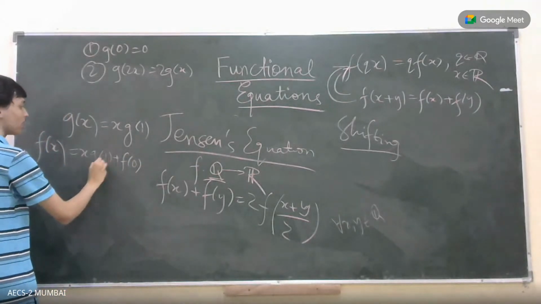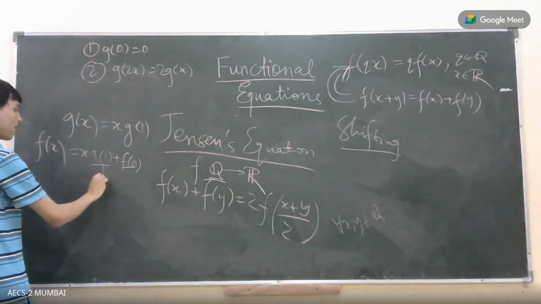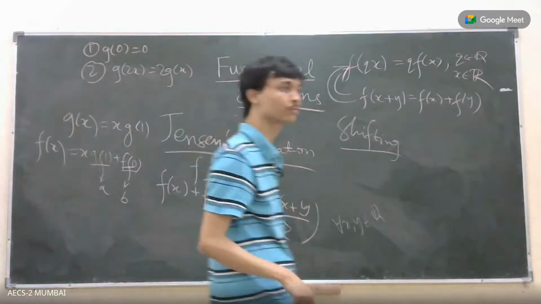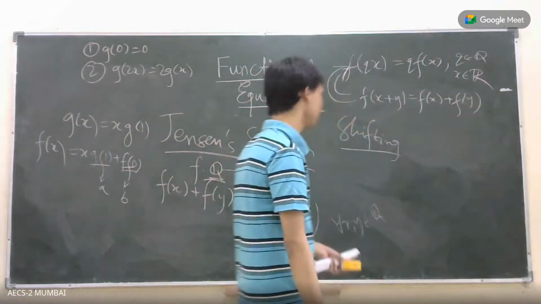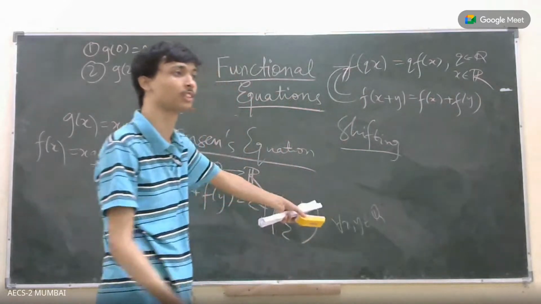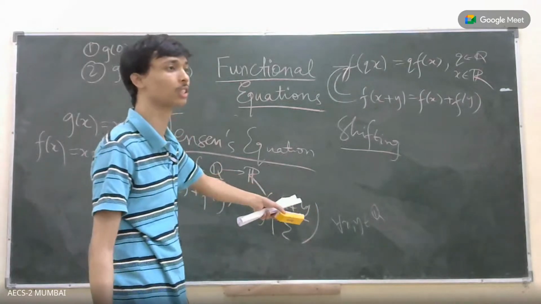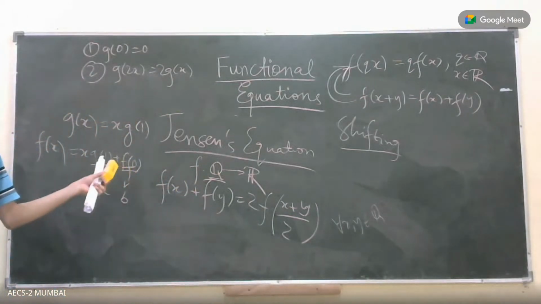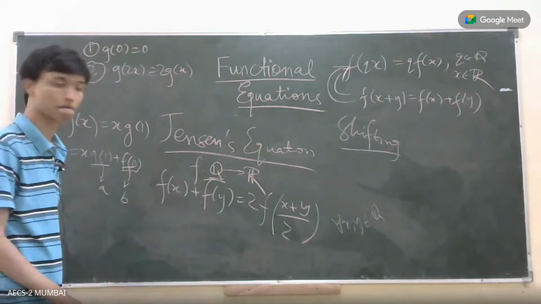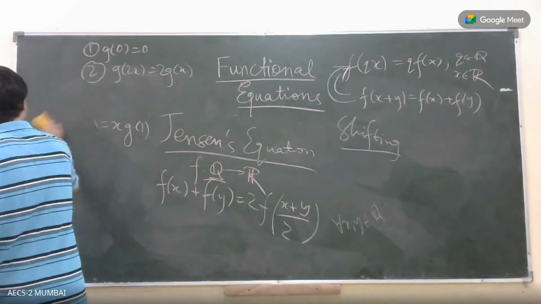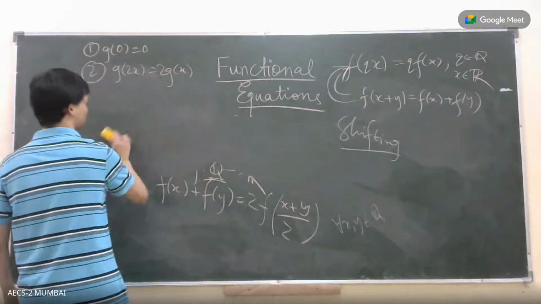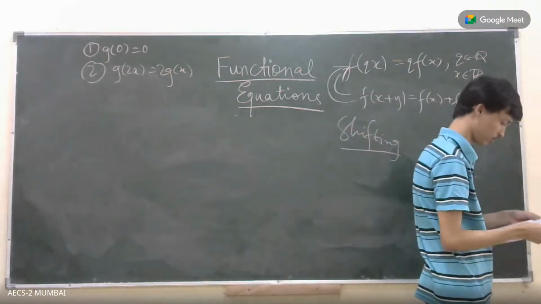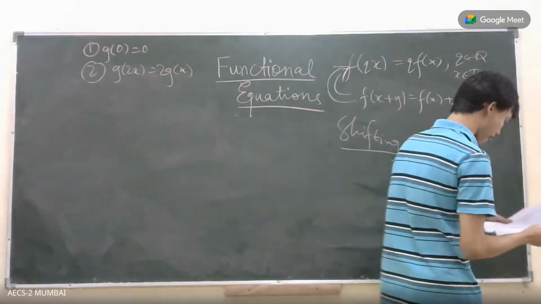Right. Now you see, g1 and f0 are constants. So write this as a, write this as b. And now you should finally check that ax plus b indeed satisfies this equation. So what are all the solutions of this functional equation? fx equals ax plus b. Is this clear? Okay.